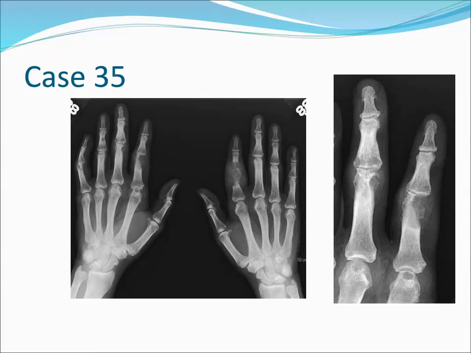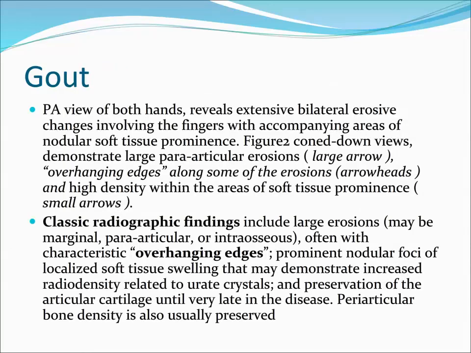Classic radiographic findings include large erosions, which may be marginal, para-articular, or intraosseous, often with characteristic overhanging edges. Prominent nodular foci of localized soft tissue swelling may demonstrate increased radiodensity related to urate crystals. There is preservation of the articular cartilage until very late in the disease. Periarticular bone density is also usually preserved.